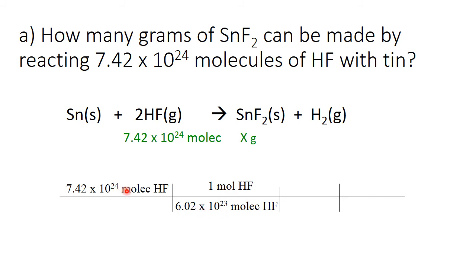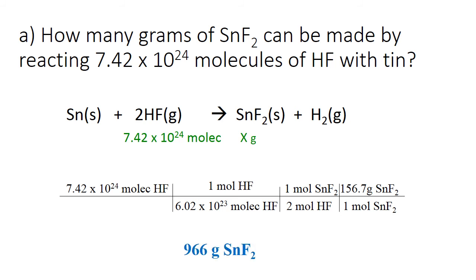So to convert our particles or molecules to moles, we divide by Avogadro's number. Once we have that, then we go from moles of hydrofluoric acid to moles of tin fluoride using our stoichiometric ratio. So we have 1 mole of tin fluoride to 2 moles of hydrofluoric acid. Then we multiply the moles of tin fluoride by its formula mass. That's how many grams in 1 mole to give us our answer. And that gives us 966 grams of tin fluoride.